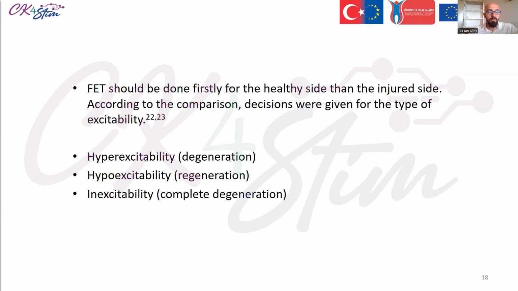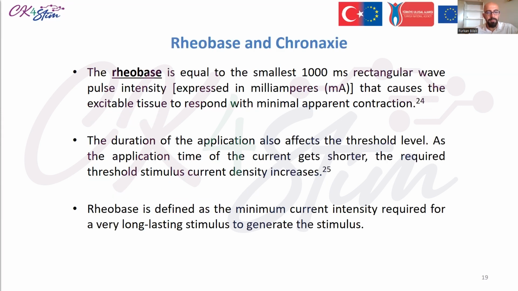The Faraday excitability test should be done firstly for the healthy side, then the injured side. According to comparison, the judgments are given for the type of excitability. Hyperexcitability means degeneration. Hyperexcitability means regeneration. Inexcitability means complete degeneration. Rheobase is equal to the smallest 1000 millisecond rectangular wave pulse intensity that causes the excitable tissue to respond with minimal apparent contraction.